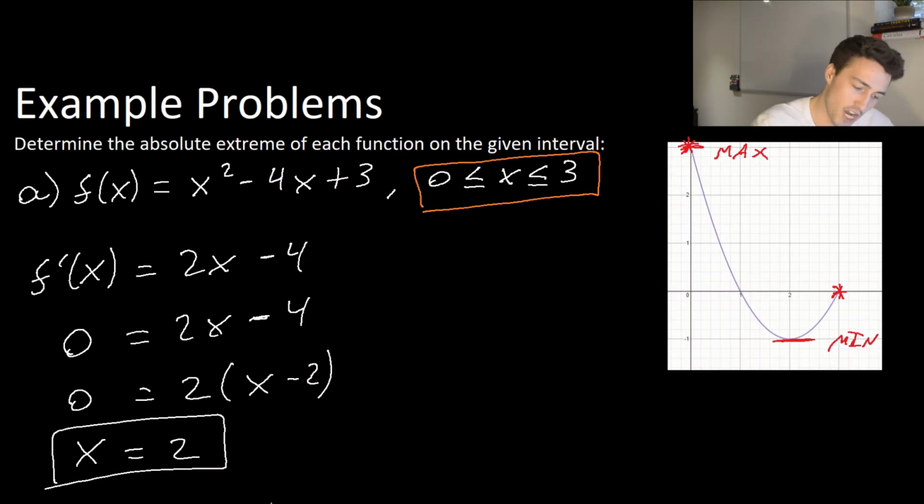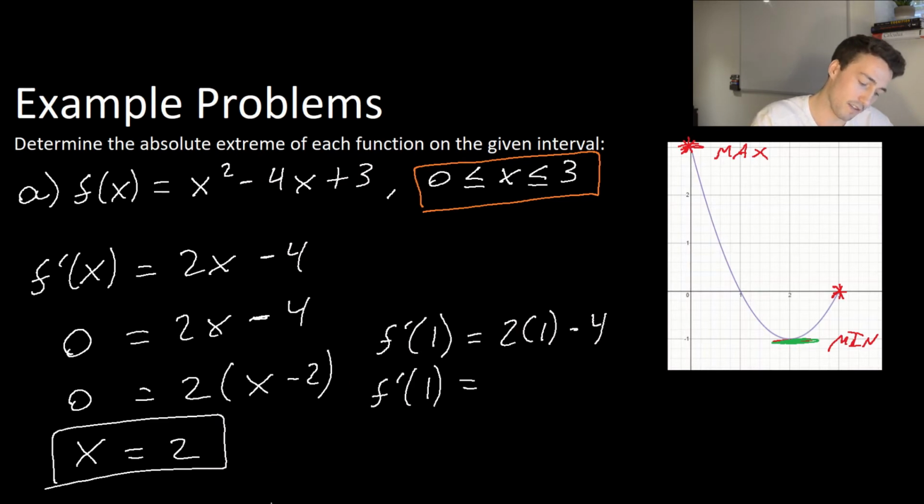So here, if we check on our graph, we can obviously see that that is a minimum. But again, I'm going to use our algebra and our calculus to solve that if I didn't have the graph. So now I'm going to say f prime of, let's call it 1, because it's right before 2. So we're going to say 2 times 1 minus 4. So that would be 2 minus 4, so it's going to be negative 2. So it's a negative slope, and that makes sense because in this graph it is decreasing that way.